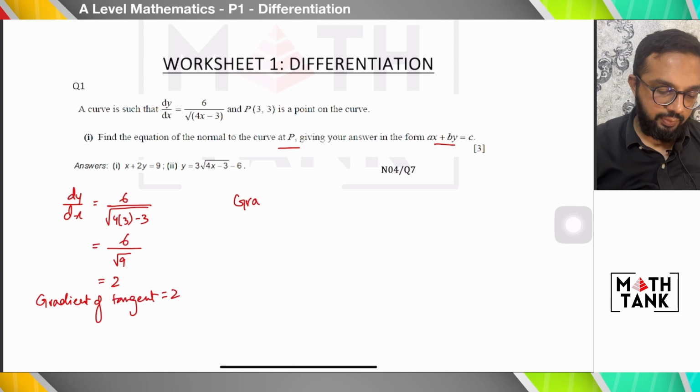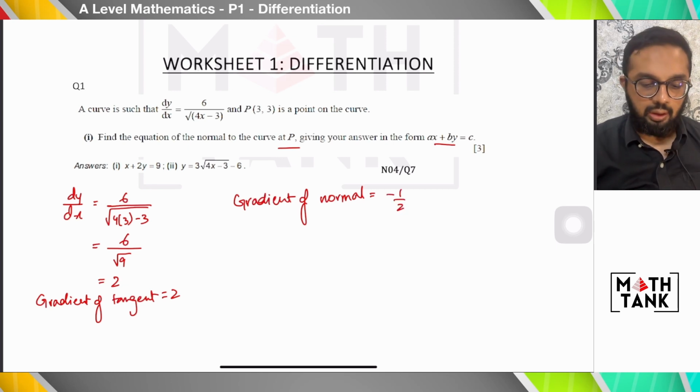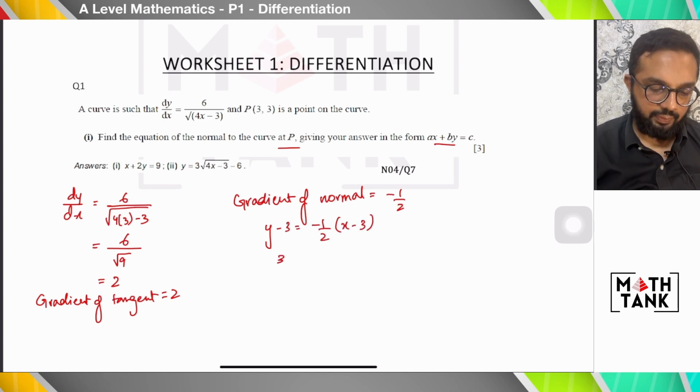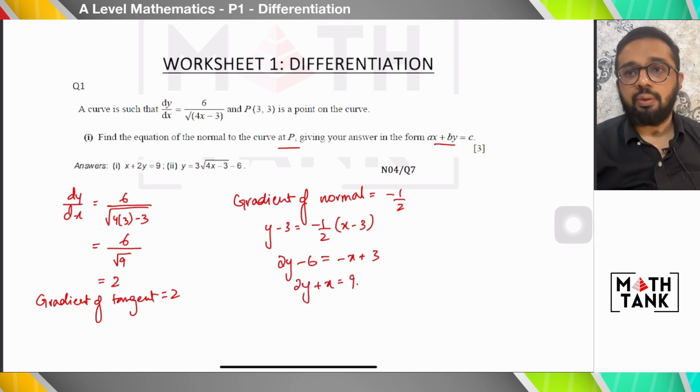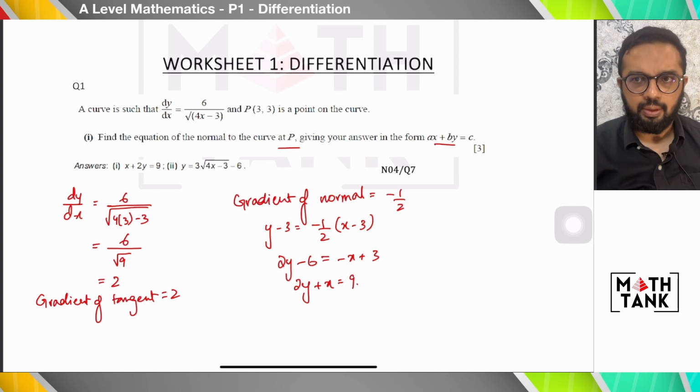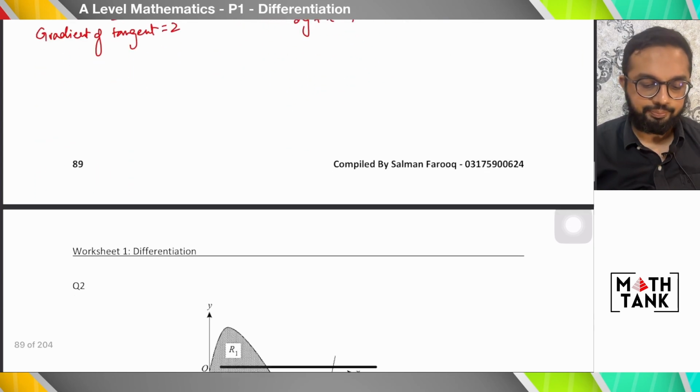That would make the gradient of the normal minus half. It's the negative reciprocal. And then I have y minus y1 equals m times x minus x1. So I have 2y minus 6 equals minus x plus 3. So 2y plus x equals 9. Relatively simple question, because part 2 would then have been something. It looks as if it is a paired integration, but that's something that we can do later.